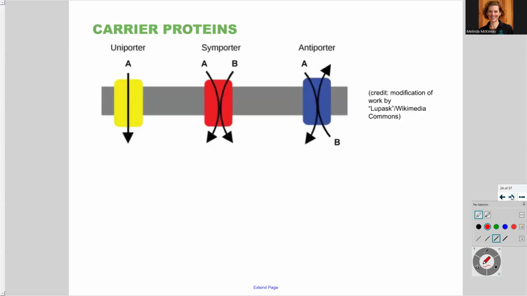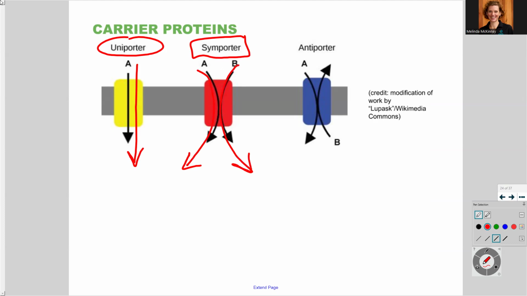A couple other things I'll go through quickly. A uniporter is going to be one direction, one substance. A symporter, the protein is going to let two different types of molecules through at the same time, in the same direction. And an antiporter is going to be two different molecules, but one's going one direction and one's going the other direction. So these are options.